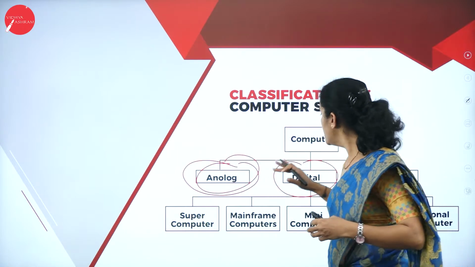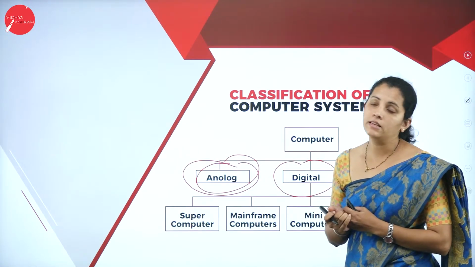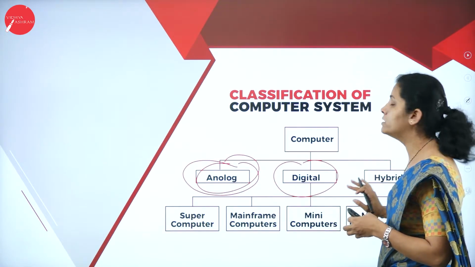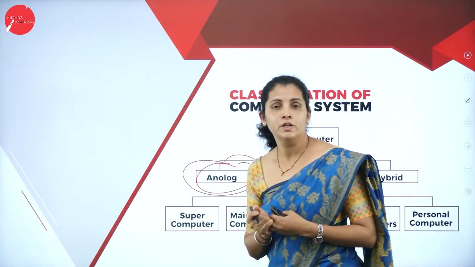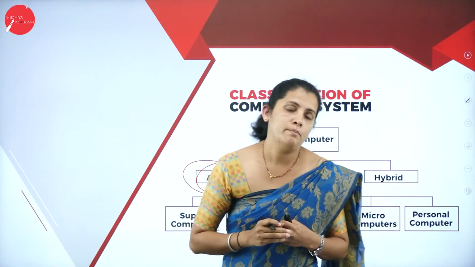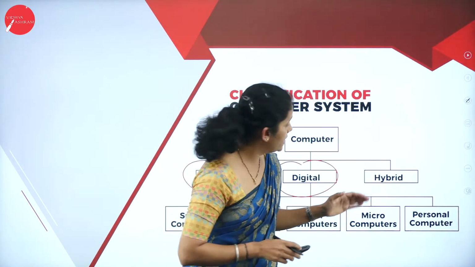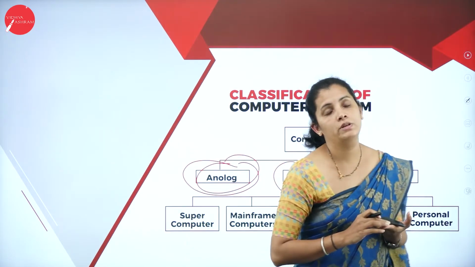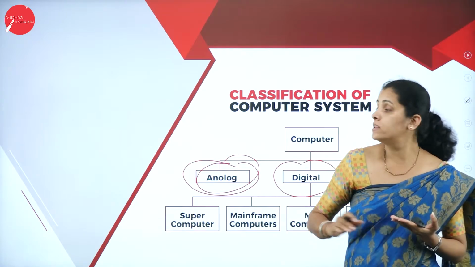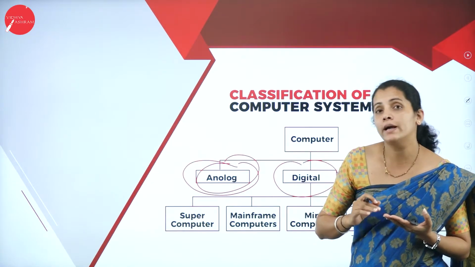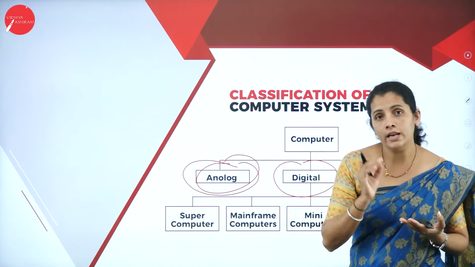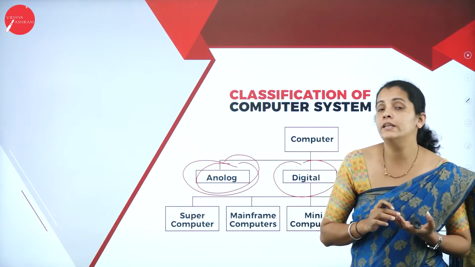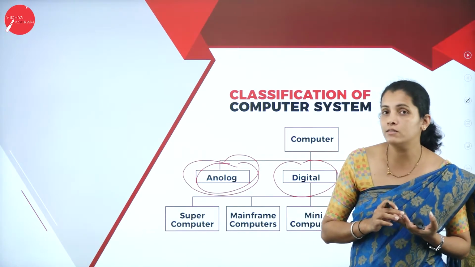Then once again, the digital computer is further classified into supercomputer, mainframe computer, mini computer and microcomputer. So what is microcomputer? The best example for microcomputer is nothing but the personal computer or laptop, and the execution speed of the microcomputers is very limited, that is very slow, and it is the most commonly used computer system.